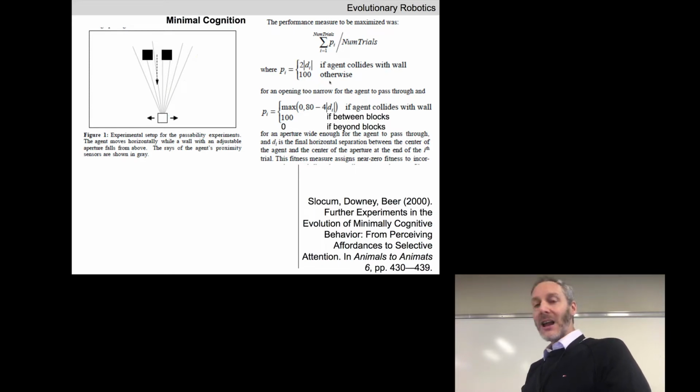If it does not collide, it gets a score of 100, which is good. We're trying to maximize P sub I here. If it does collide with one of the objects, the performance is 2 times the absolute value of D sub I. For our purposes, just focus on the fact that P sub I is proportional to D sub I here. The bigger D sub I, the better.